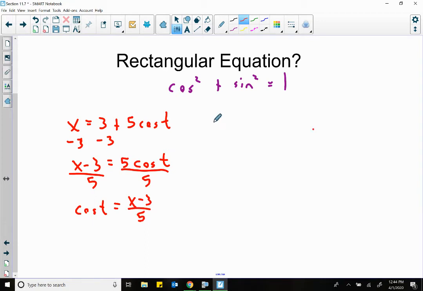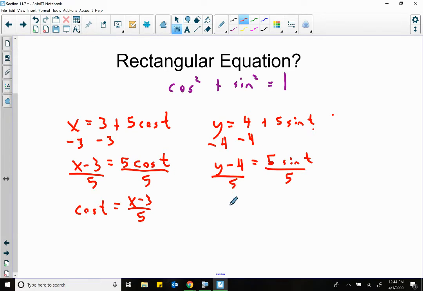Let's do the same thing for sine. y equals 4 plus 5 sine t. Subtract 4. y minus 4 equals 5 sine t. Divide by 5. So sine t equals y minus 4 all over 5. Okay?